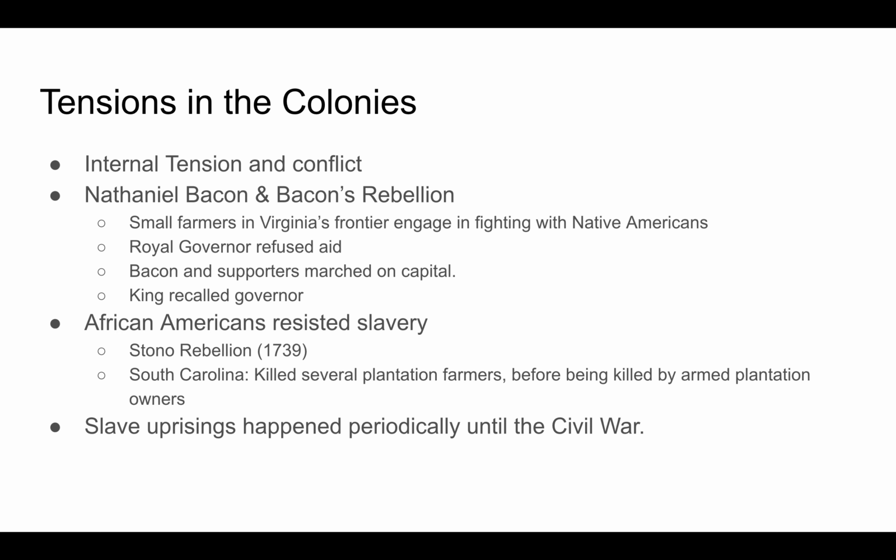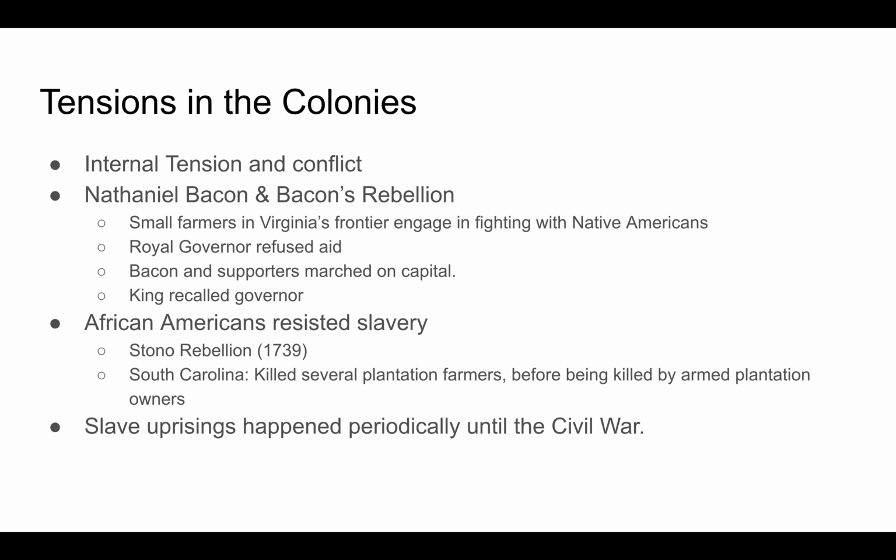And so Bacon and his supporters turned their attention away from Native Americans and marched towards the colonial capital, and essentially took control of the capital for a little bit. Ultimately, the king recalls that governor, and a new governor comes into place and ends Bacon's Rebellion by force.